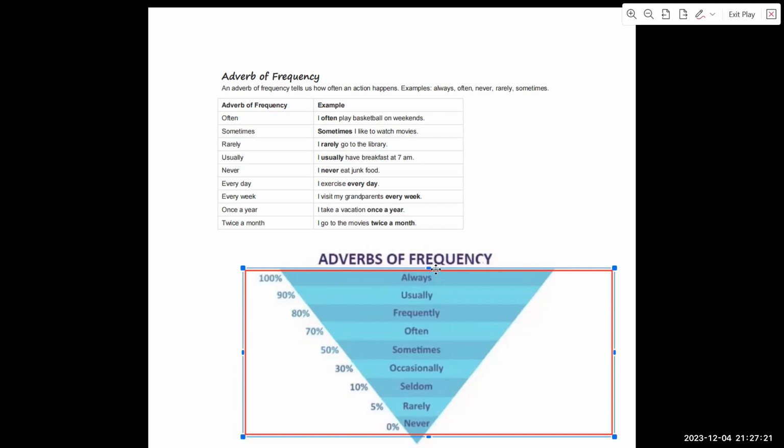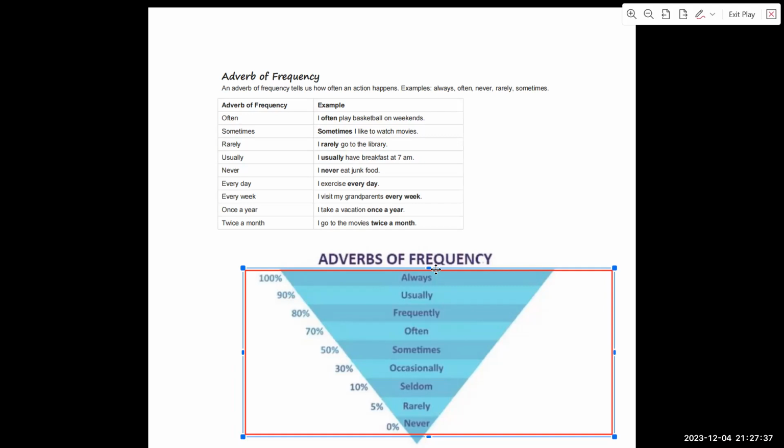Often will be a little. Yeah, I think so, because I have heard you use that frequently too. Yeah, a little, I think. Usually, rarely.